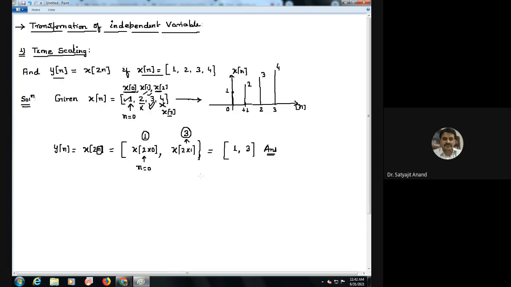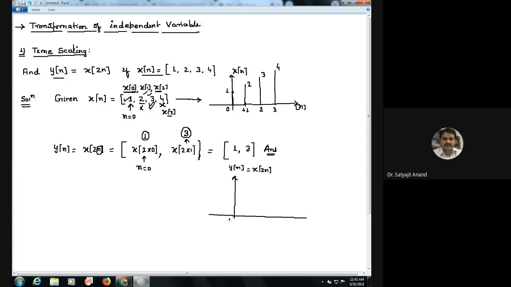Understand, Vanshika, Anuradha? Yes, sir. Yes, sir. Okay. So here what is basically, this is time scaling. So when you have xn and when you go for x2n, what basically time is scaled. So what way it is scaled? Now see here. So this is yn, which is equal to x2n.